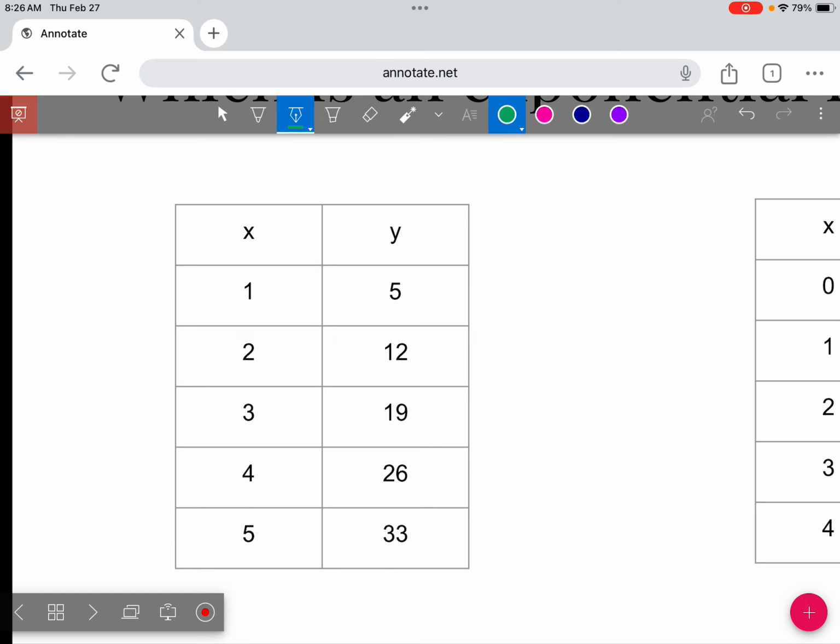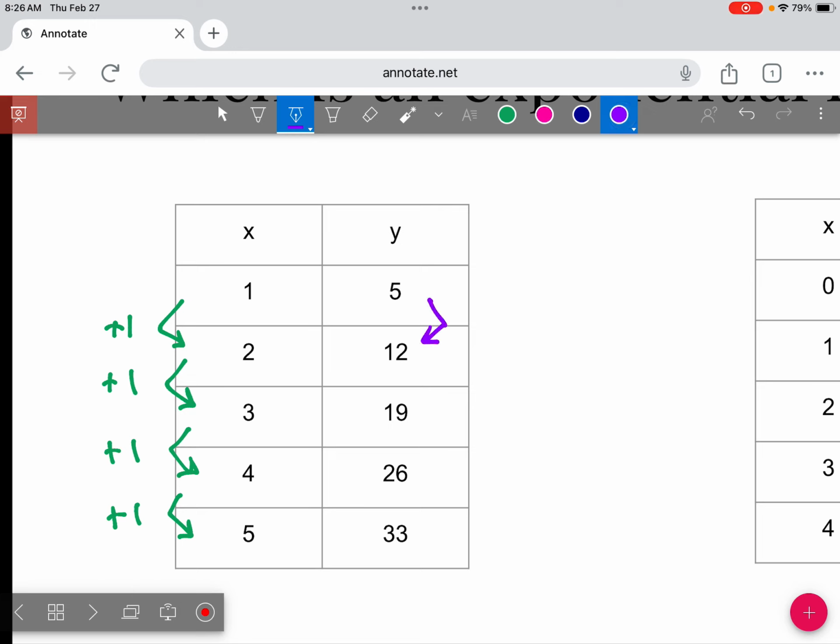If I look at my x's over here, going from 1 to 2, we add 1. To go from 2 to 3, we add 1. To go from 3 to 4, we add 1. So our x's here are changing at a very consistent rate. That is always really important when we're looking at slope. Those should always be consistent, meaning the same.